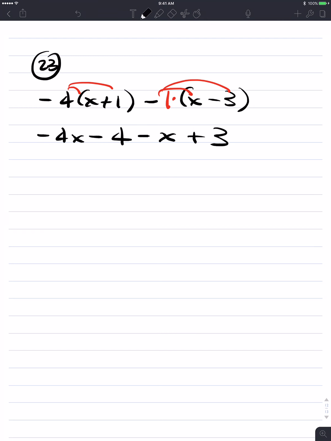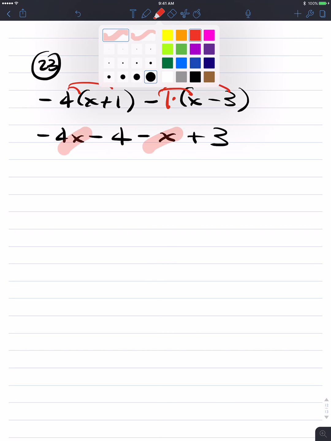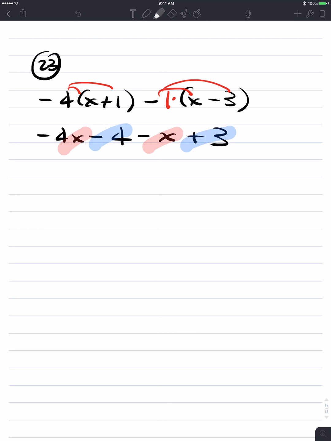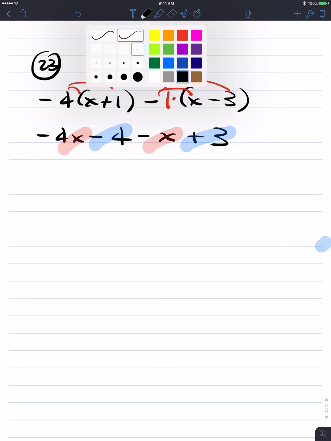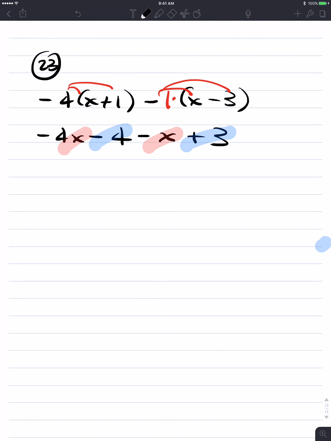Negative 4 times x is negative 4x. Negative 4 times a positive 1 is negative 4. Negative 1 times x is negative x. Negative 1 times a negative 3 is a positive 3. We're now going to determine which terms are like. Don't forget, you have a negative 4 with a positive 3, and you have a negative 4x with a negative 1x. Negative 4x minus x is going to be a negative 5x. Negative 4 plus 3 is a negative 1. You are done.